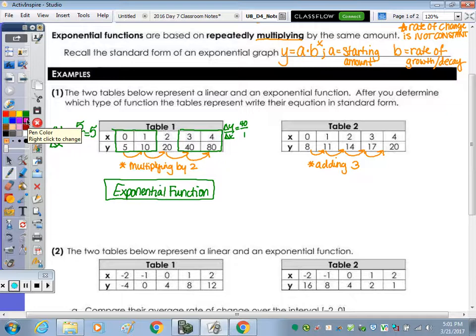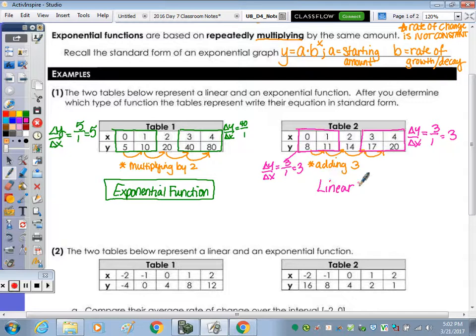With table 2, if I look at the first 2 points again, that rate of change, change of y over change of x, well, y, we're increasing by 3, so we have a difference of 3 over a difference of 1, which is 3. At the end, looking at these 2 points, our rate of change 17 to 20, we're still increasing by 3 as we increase by 1. We have the same slope all the way through. So therefore, this is going to be a linear function.